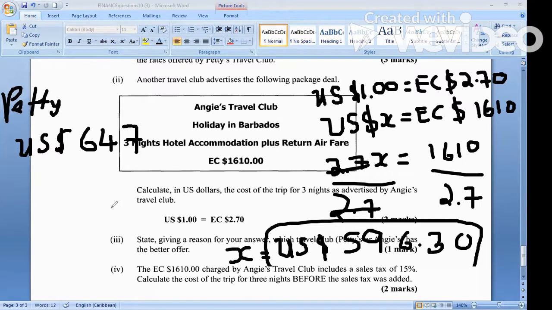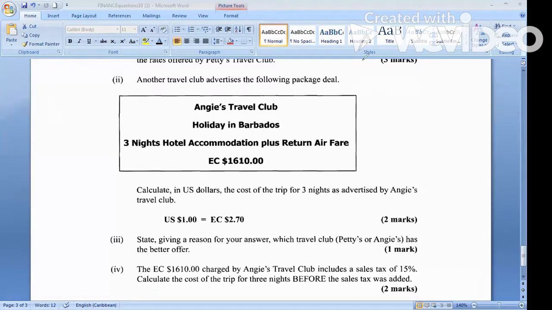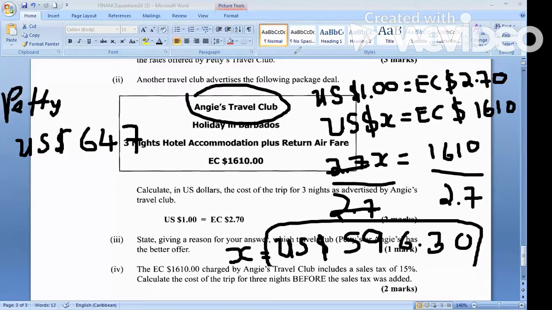So which club has a better offer? Angie's Travel Club, don't you think? It says state, giving a reason for your answer. Is this part of your class? You're going to say, okay, the answer is Angie's because what you do is subtract the two values. So you subtract 596.3 from 647.